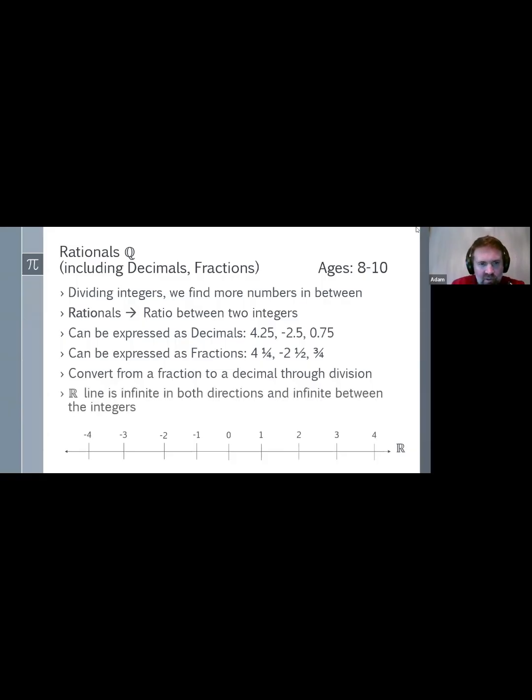So the real line is infinite in both directions, but also in between the integers. Let me add a few of these rational numbers here on our real number line. We're really filling in all the numbers on the real number line. At about ages 8 through 10, we're adding more numbers that they can use to do calculations with, not only whole numbers, but also fractional numbers.